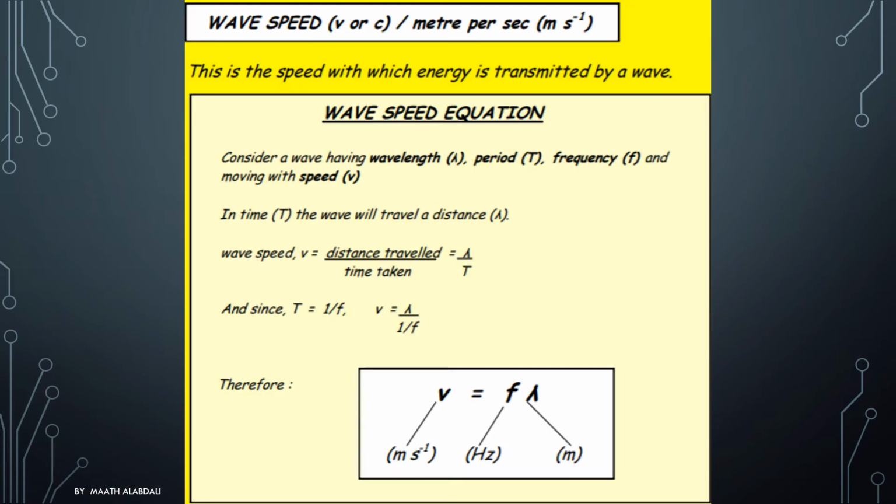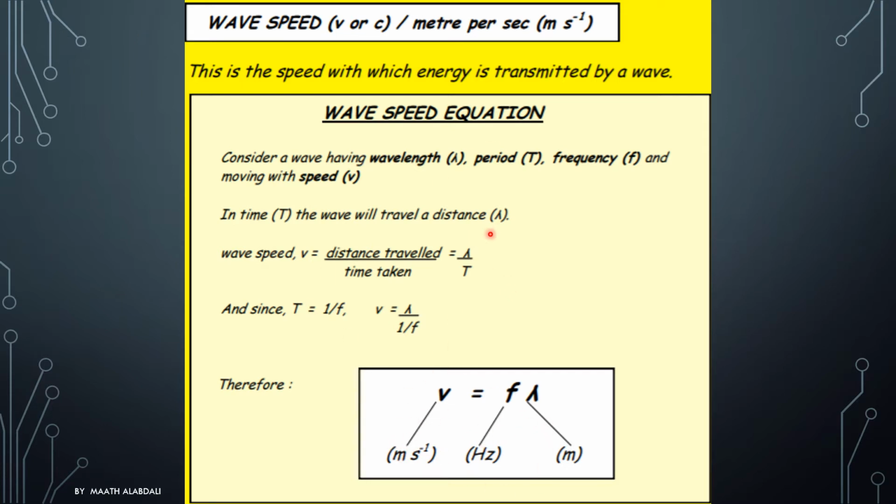Now, the wave speed, measured in meters per second, is the speed with which energy is transmitted by a wave. The wave speed equation is v equals f lambda, but we have to derive it.